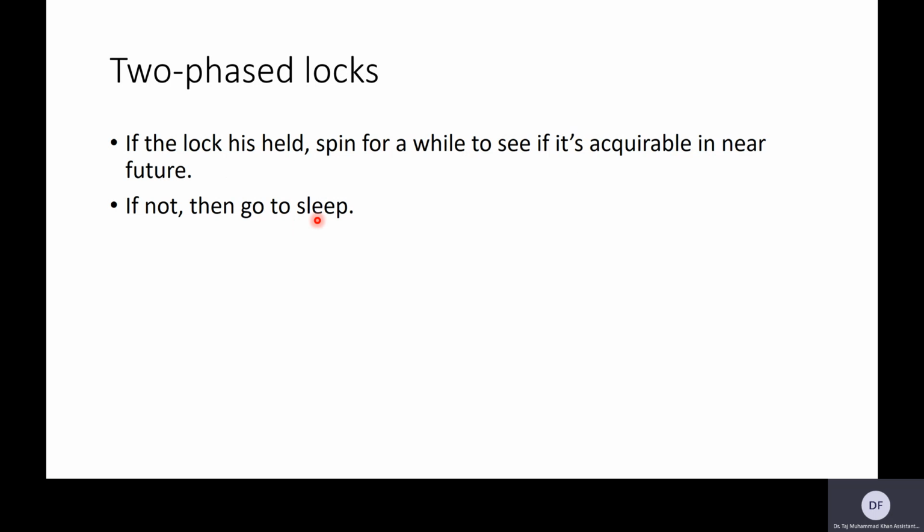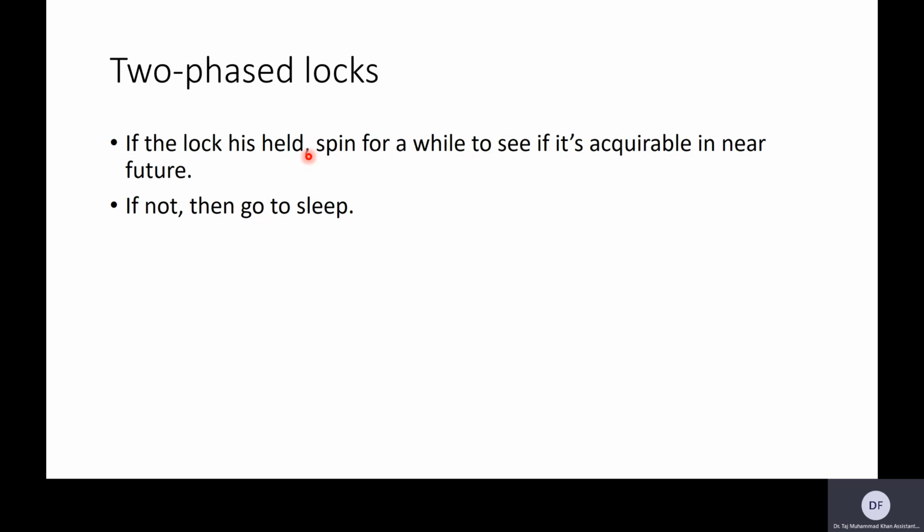Okay, so it's just like our last implementation that we studied, but instead of going to sleep immediately, it first tries to spin to see if the lock is released soon. Okay, so if it is lucky, the lock will be released soon and it will acquire the lock immediately. Otherwise, if it sees that the lock is busy for a long time, then it will go to sleep. So the acquiring is done in two phases. First, it tries to spin, and if it still doesn't find the lock, then it goes to sleep. That's why they're called two-phase locks.